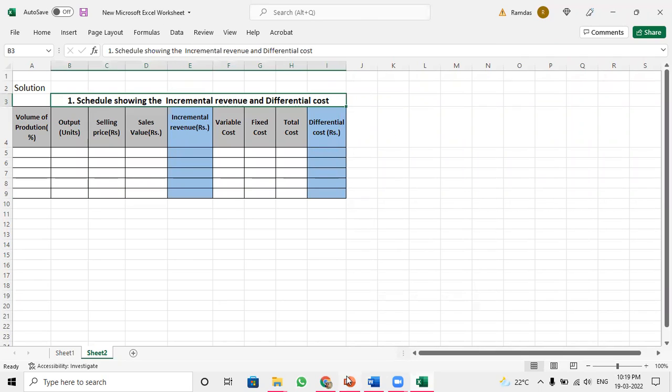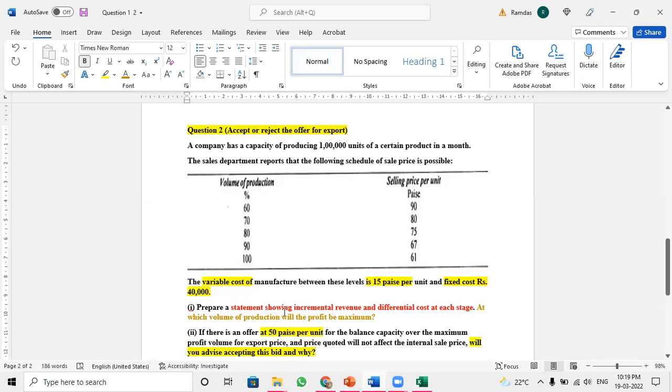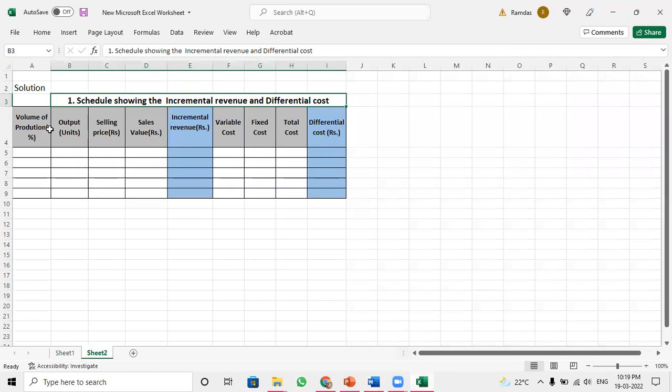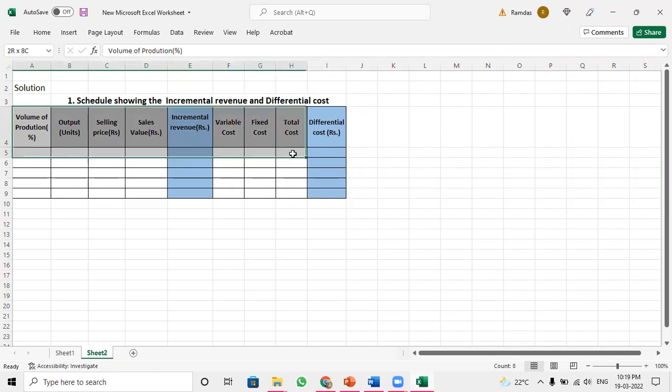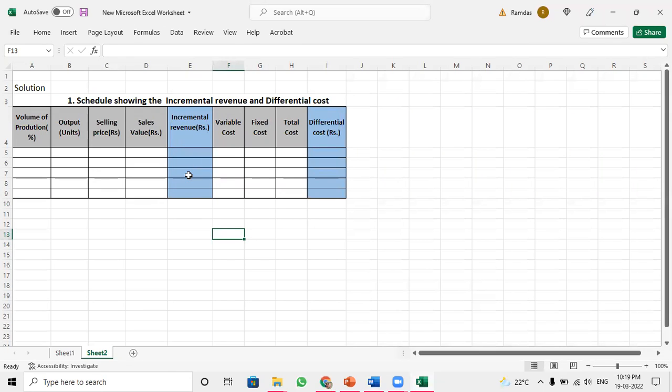The first part of the question is asking us to prepare the statement showing incremental revenue and differential cost at each stage and choose the volume of production which is more profitable. We first prepare the incremental revenue and then the differential cost. As they have not given us directly the total sales to calculate incremental revenue and the total cost to calculate differential cost, we have to prepare this schedule.